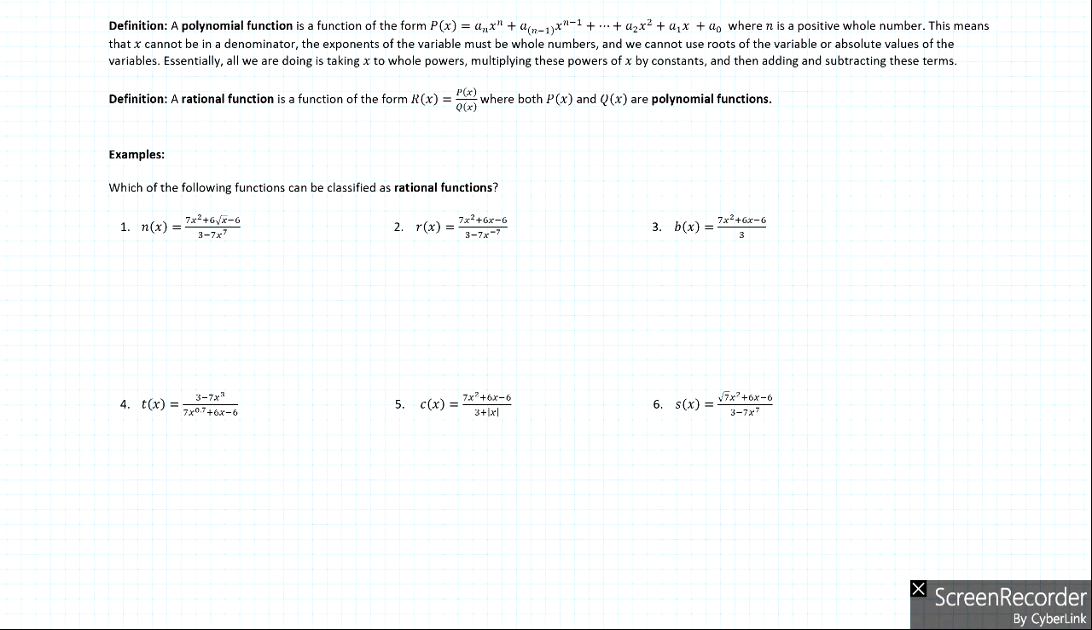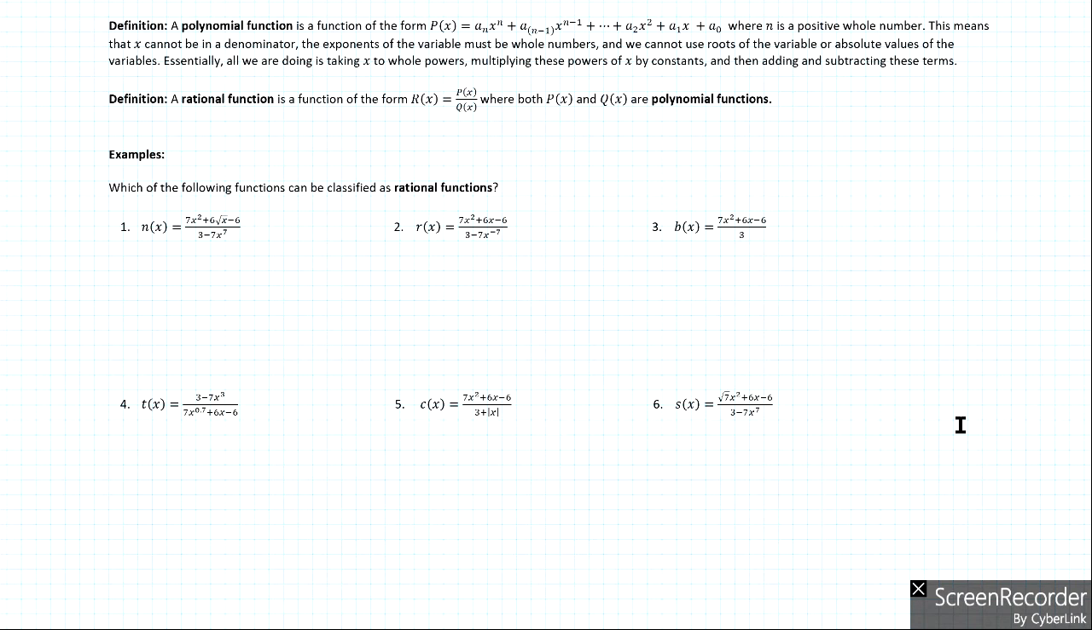In this video, we're going to talk about what the definition of a rational function is and use this definition to determine whether certain functions are rational functions. And to understand rational functions, we first need to understand what a polynomial function is.